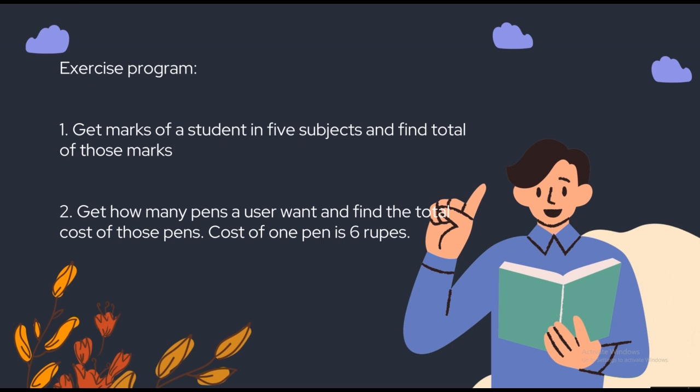Next is get how many pens a user wants and find the total cost of those pens. So you ask the user how many pens they want. Let's say the user says I want 2 pens. Remember the multiplication factor that you have to use over here is 6 rupees. So you have to say the cost of these 2 pens is 6 into 2. Whatever the cost comes out to be, that should be the answer. So you have to take the input from the user, then store it in a variable. You also have to initialize another variable and multiply it with 6. Then you have to print that as the total cost.